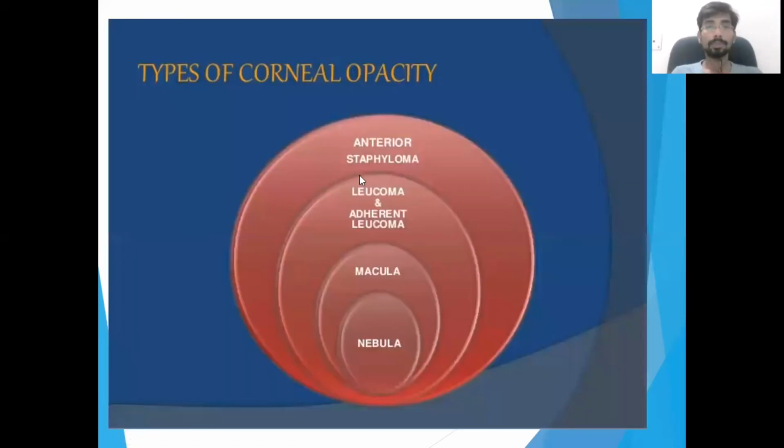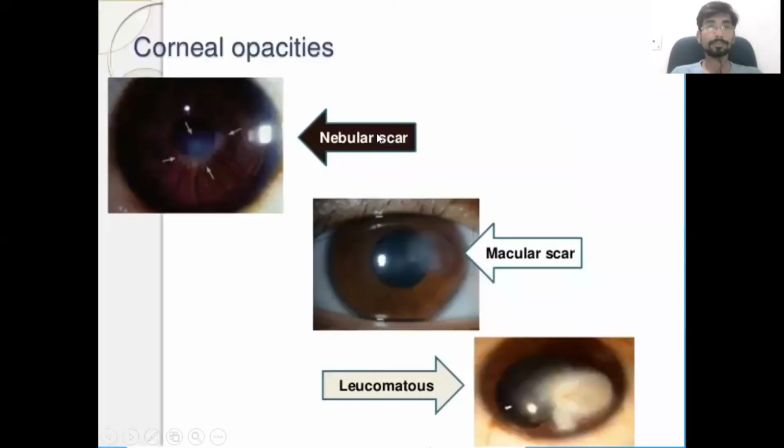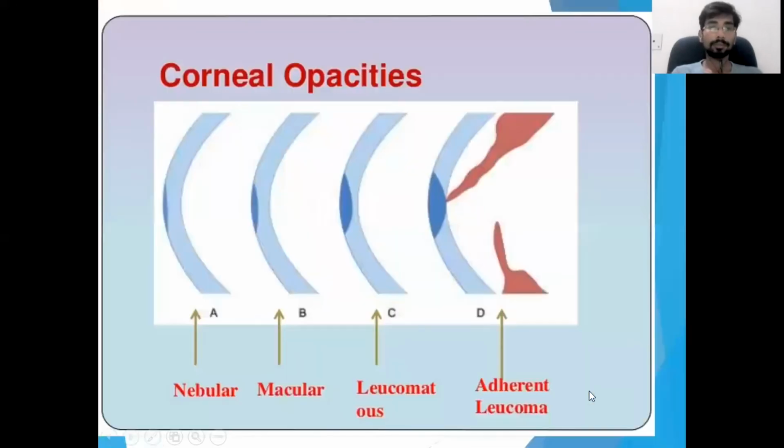So, types of corneal opacity: nebula, macula, leucoma, adherent leucoma, and anterior staphyloma. Nebula is a faint scar. We can see the underlying iris details through the nebular scar. Macula, there is significant impairment of the details and the opacity is more. Whereas leucoma, a thick white scar will be there. So, here this is nebula and this is macula, this is leucoma and this is adherent leucoma.